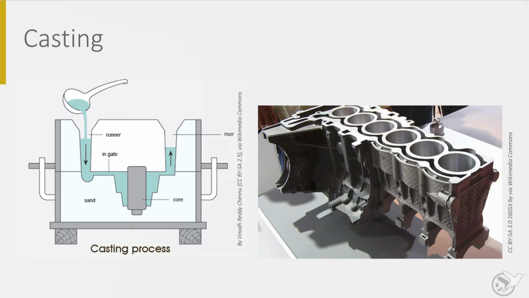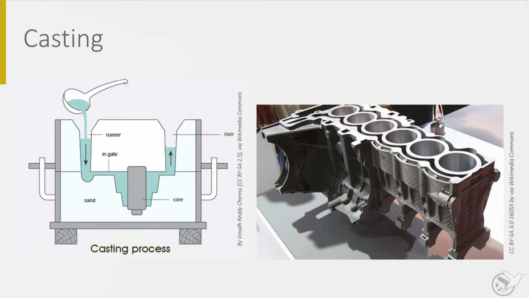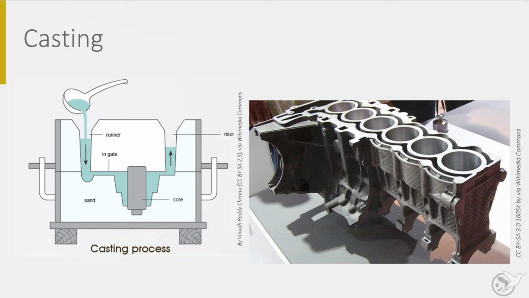Other features to mention are the draft angles, the slanted sides, to ease the removal of the part once it has become solid. In this figure, the die is made of sand and can be used for only one casting. For every new casting, a new sand die has to be made. Other casting processes may have permanent dies and more complex geometries. An example of a much more complex casting is the motor block on the right-hand side.